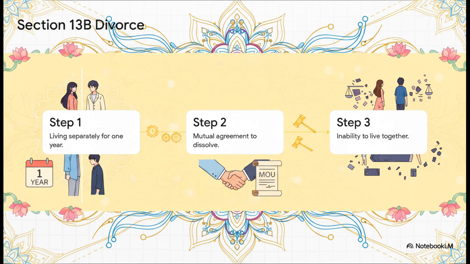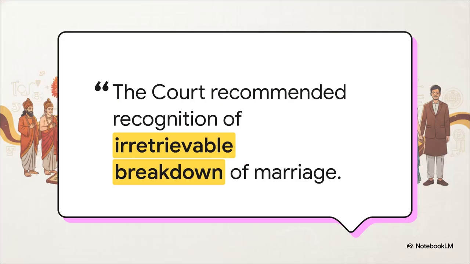Step 1. The couple has to have been living separately for a full year. Step 2. They must mutually agree to dissolve the marriage. And Step 3, they have to prove to the court that there is an absolute inability to live together. The legal system is actually becoming incredibly pragmatic about the reality of these broken relationships.